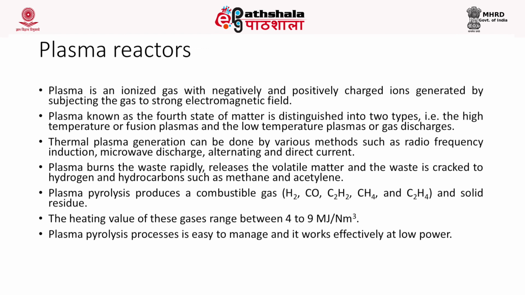Now, thermal plasma generation can be done by various methods such as radio frequency induction, microwave discharge, or alternating and direct current. Plasma burns the waste and it will release the volatile matter, and the waste will be cracked into hydrogen and hydrocarbons such as methane and acetylene. Now, the plasma pyrolysis also produces combustible gases like hydrogen, carbon monoxide, methane, and a solid residue is also produced. Now, the heating value of the gases will range from 4 to 9 megajoules. Also, the process is very easy to be managed and it works effectively at low power.